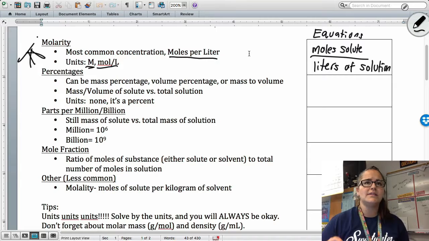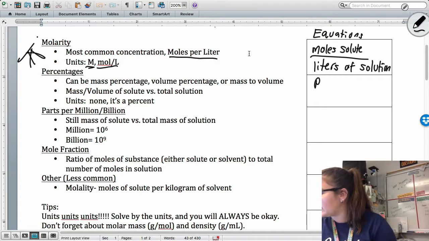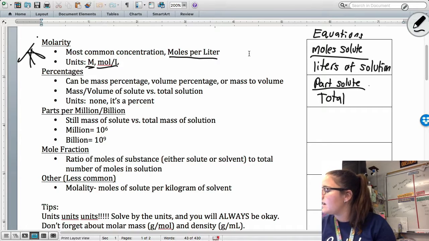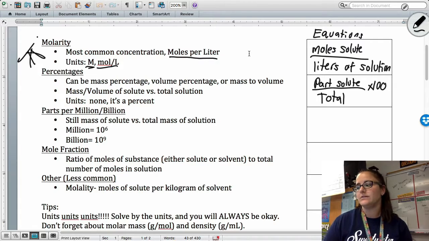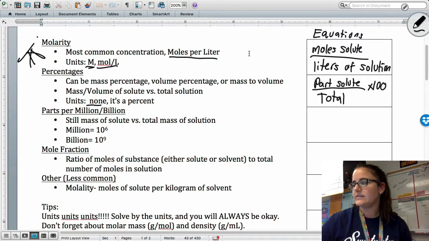Another common way that you'll see this a lot on drinks or on household cleaners is percentages. Just like any percentage, it can be a mass percent, it could be a volume percent, or sometimes they might even ask you a mass or volume percent. But no matter what, it's the part that is your solute, the one that you're looking at, over the total, and then you times it by 100 to get it in percent form. So since it's a percent, there are no units.